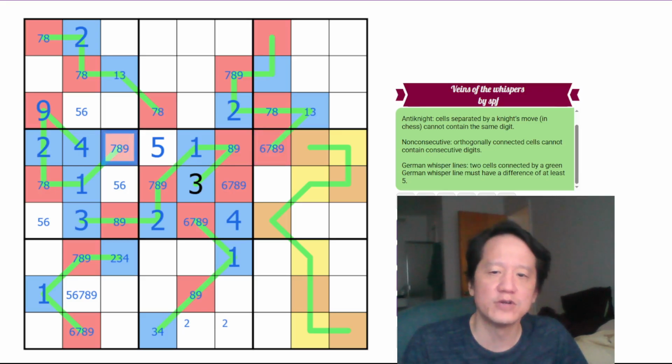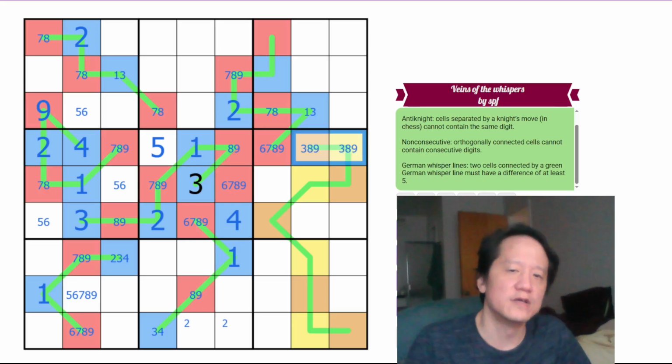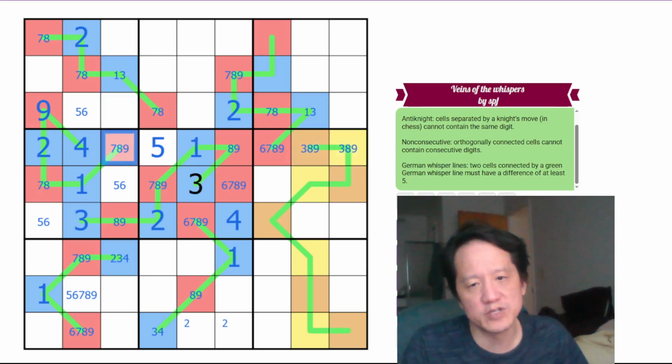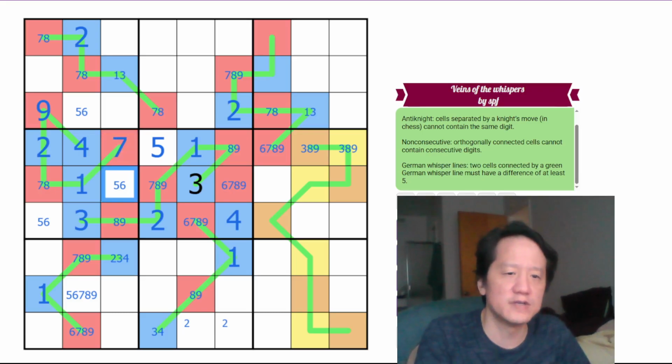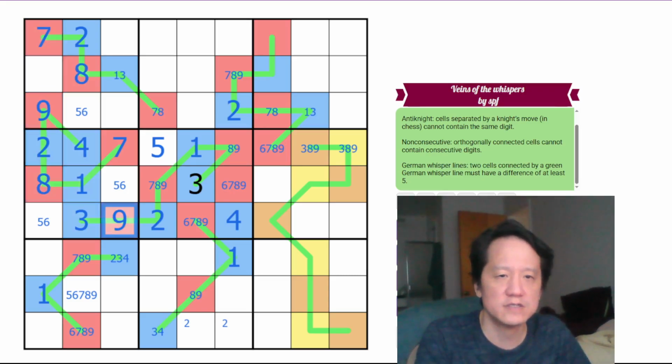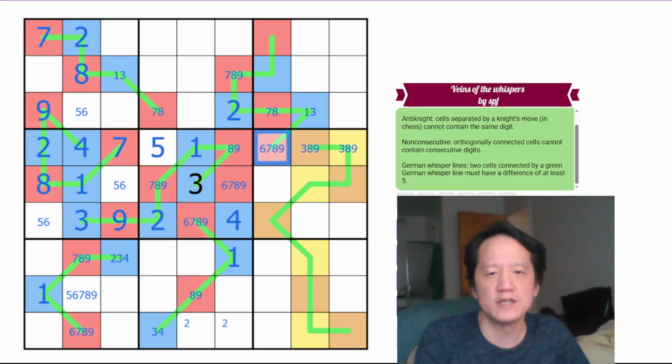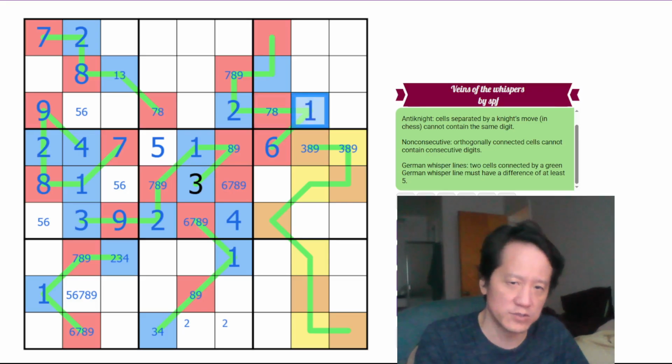This can't be 8 or 9 because of the 8 and 9 pair in the row, so this must be 7. Since this is 7, that makes this an 8, which makes this a 9. This 8 makes this a 7, which makes that an 8. This 7 and 8 and 9 pair eliminates 7, 8, and 9 here, so this is 6, which can only be next to a 1 on a German whisper line, so this is 1.